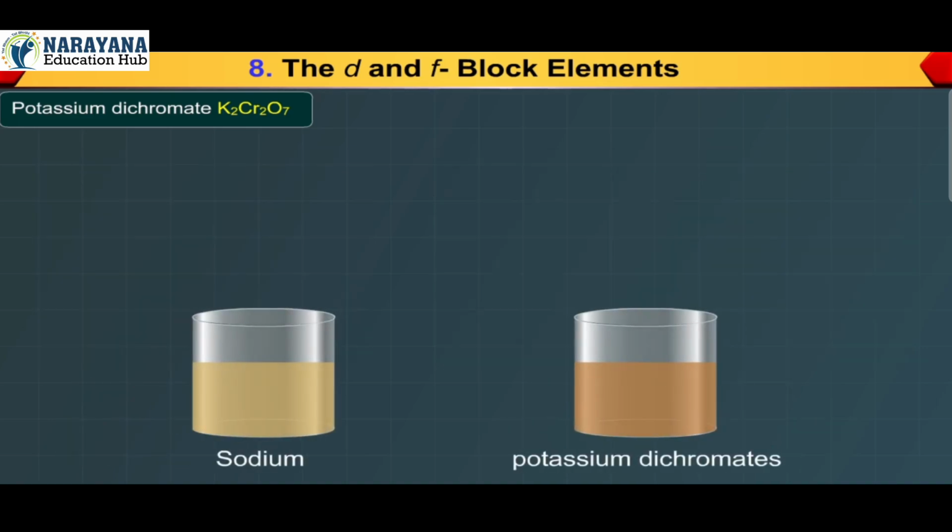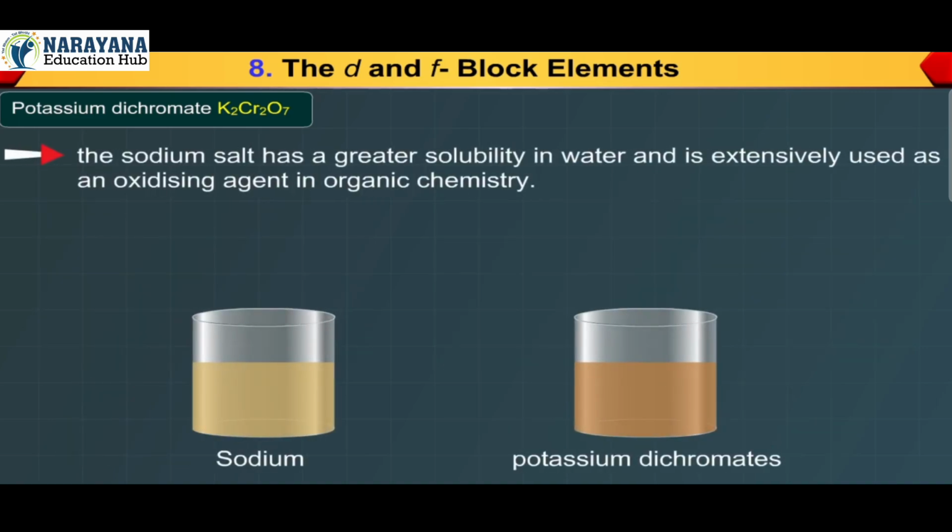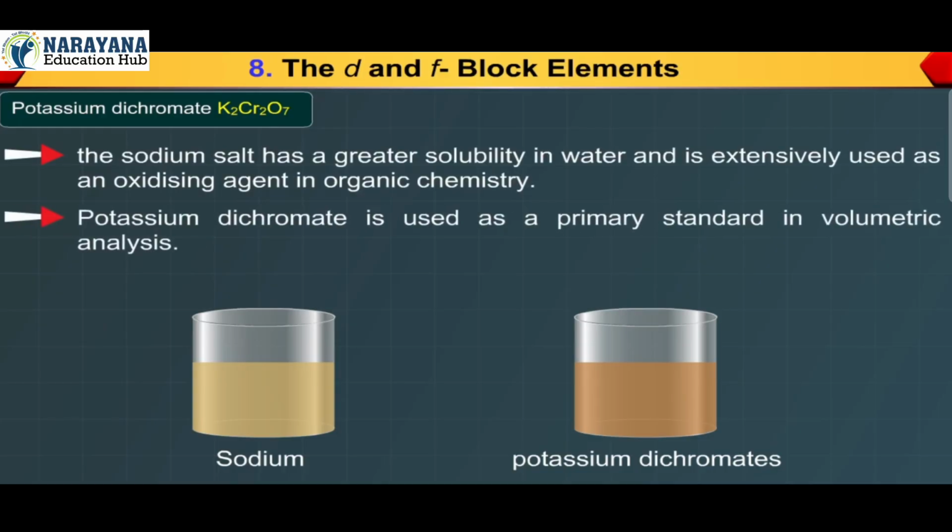Sodium and potassium dichromates are strong oxidizing agents. The sodium salt has a greater solubility in water and is extensively used as an oxidizing agent in organic chemistry. Potassium dichromate is used as a primary standard in volumetric analysis. In acidic solution, its oxidizing action can be represented as follows. Cr2O7^2- + 14H+ + 6e- gives 2Cr3+ + 7H2O, that is, E standard is equal to 1.33 volt.